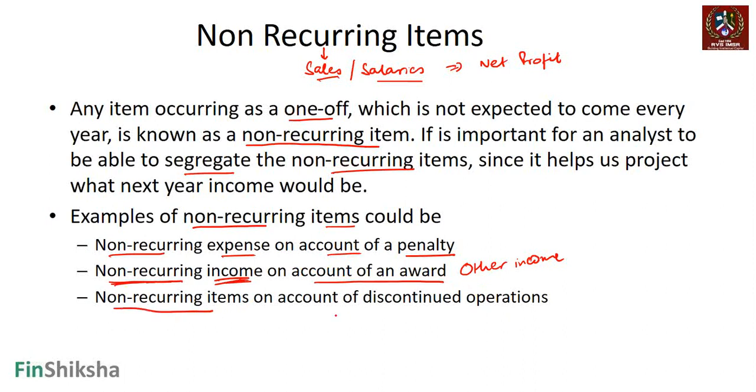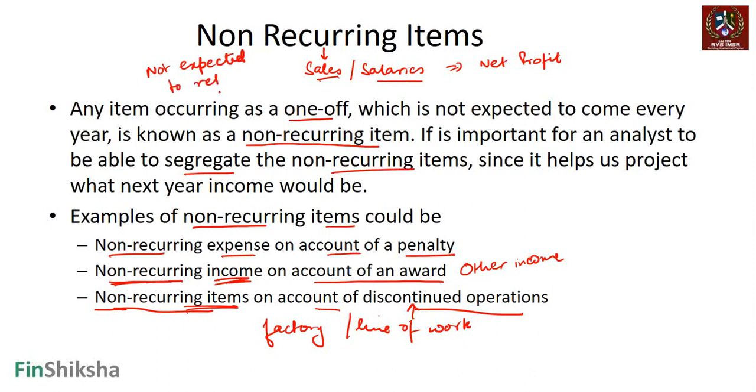Then there could be non-recurring items on account of discontinued operations, right? There could be a factory or a line of work that the company may have just discontinued. The company might be selling, let's say, t-shirts and trousers, and this year they've just discontinued the operations of selling t-shirts. In which case, whatever money you get from the discontinued operations in this particular year will be treated as non-recurring items because that's not going to repeat itself next year because the business itself has been discontinued, right? So practically any item that is not expected to repeat itself is going to be clubbed as a non-recurring item.